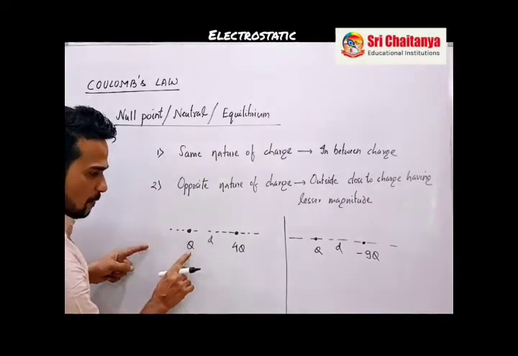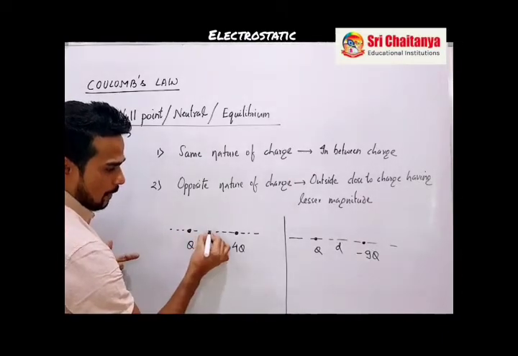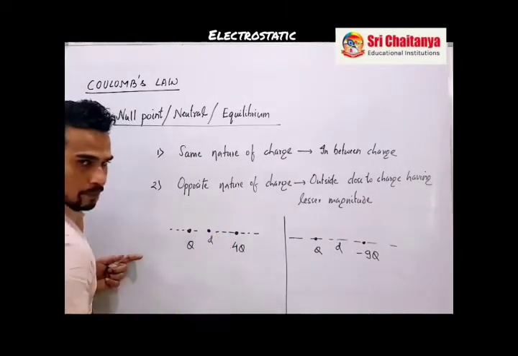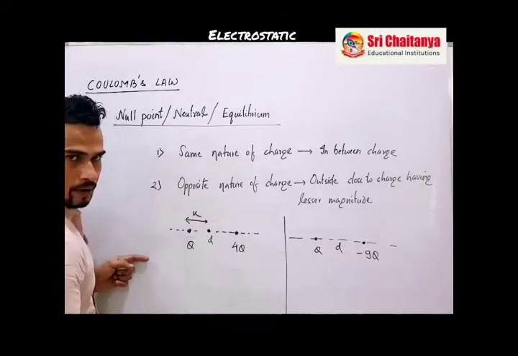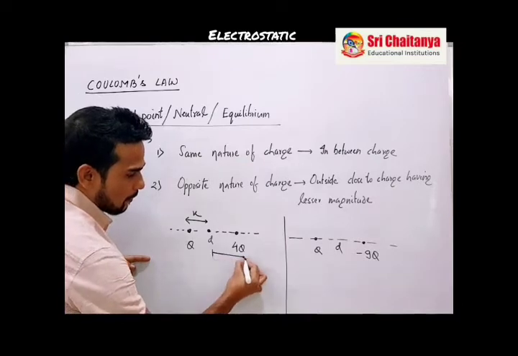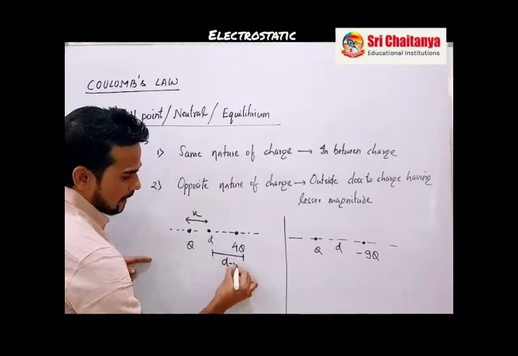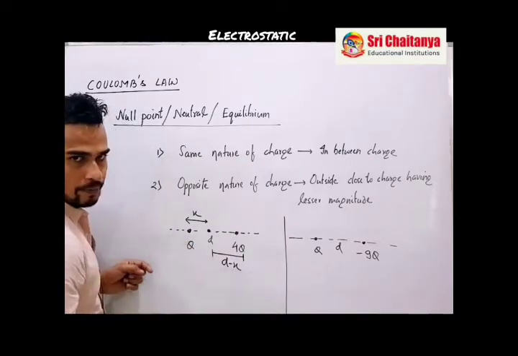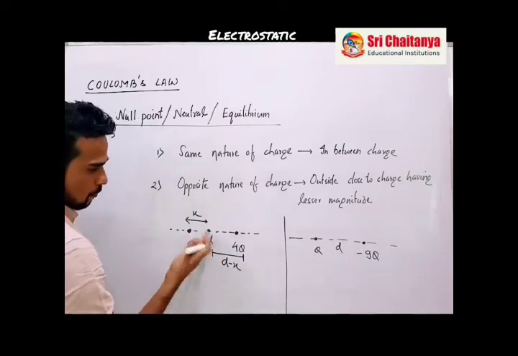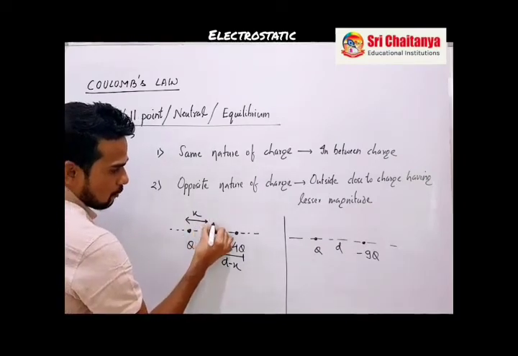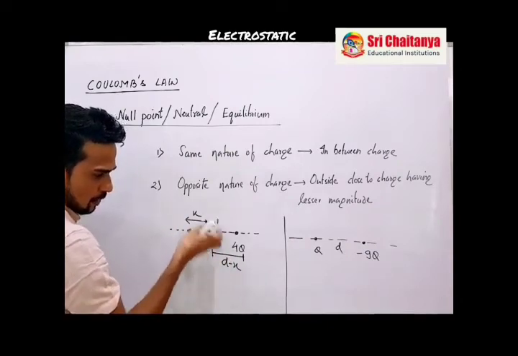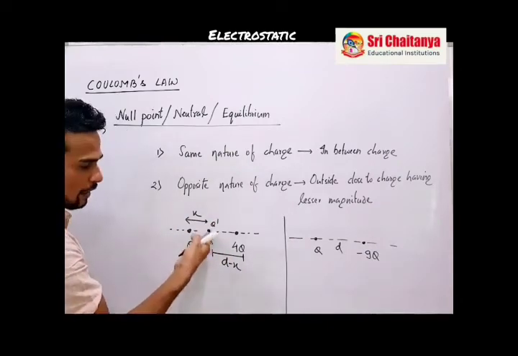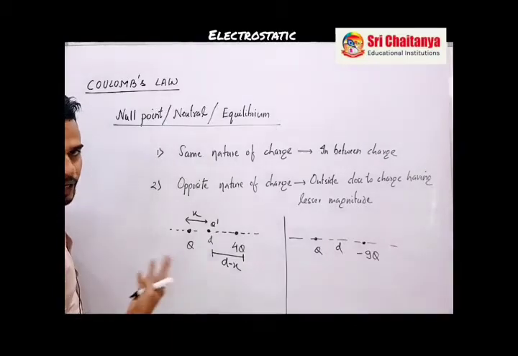Between the charges, between q and 4q, somewhere the null point will exist. Let's assume it will exist at distance x from here. From the other charge the distance will become d minus x, because the total distance was d. Now you can balance the force. You can assume one q dash is there. How much force this will exert, how much force this will exert, you can balance the force. Then only the net force will be 0. That is the meaning of null point.